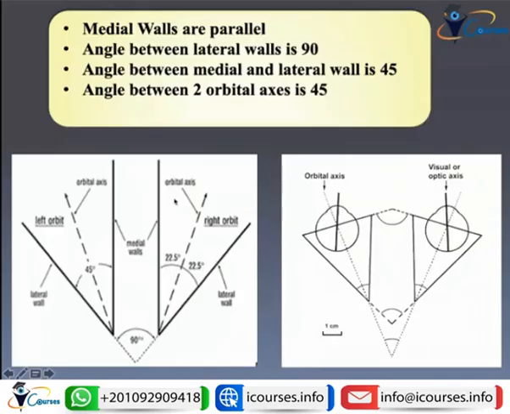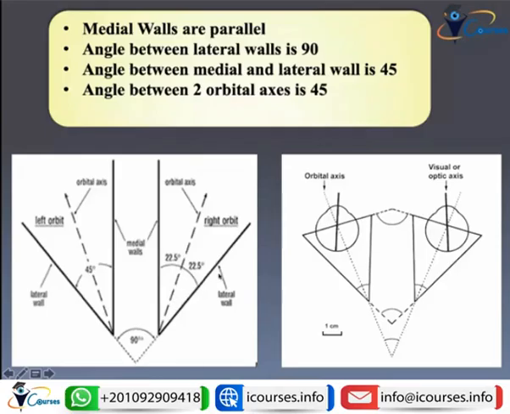So, what are the relations between both orbits? Are they parallel, as we said? The answer is no, because only the medial wall is parallel. So the medial wall of the right orbit and the medial wall of the left orbit are parallel to each other. On the other hand, the lateral walls form an angle of 90 degrees, so they are perpendicular to each other. The lateral wall of the right and the lateral wall of the left are perpendicular to each other.